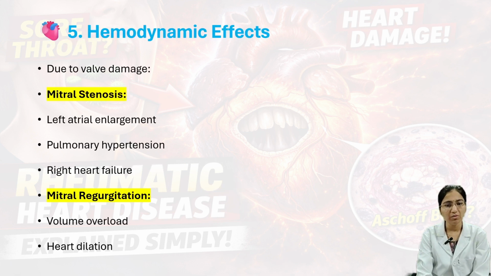And the next, hemodynamic effects. Here due to valve damage, in mitral stenosis, left atrial enlargement we can see, and then pulmonary hypertension, and then right heart failure we can see, that is in mitral stenosis. And then next comes mitral regurgitation. This is a hemodynamic effect due to the valve damage. Mitral stenosis we can see, and then mitral regurgitation. Here volume overload we can see, and also heart dilation takes place here.